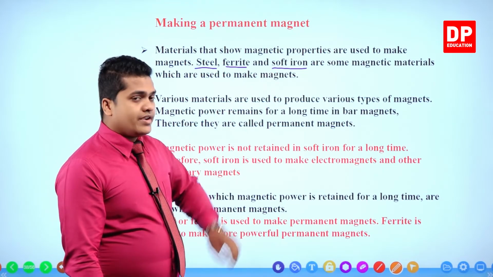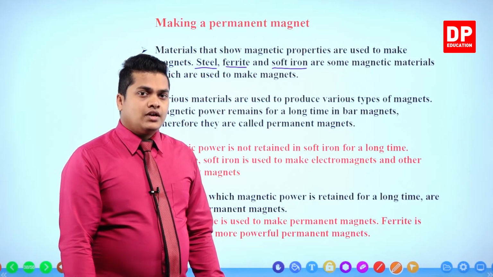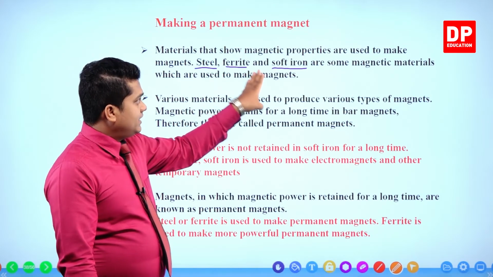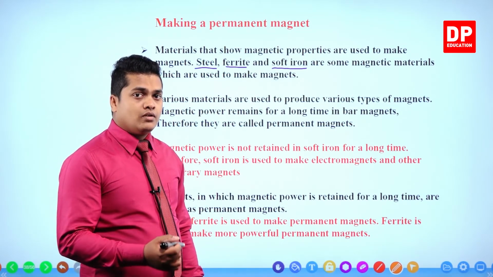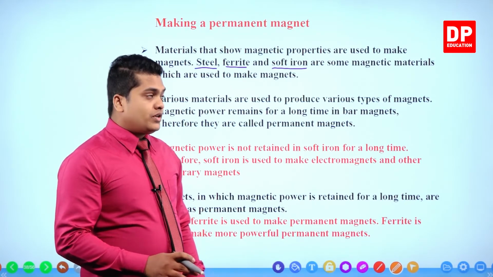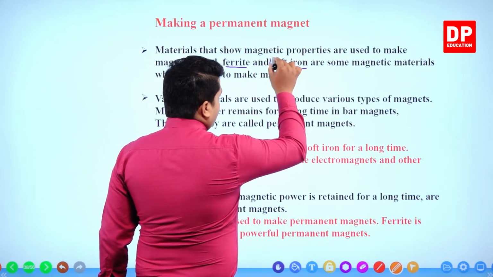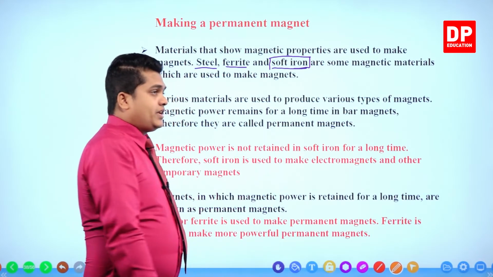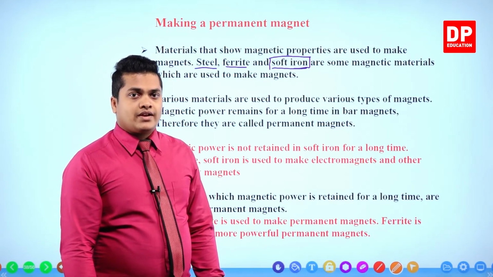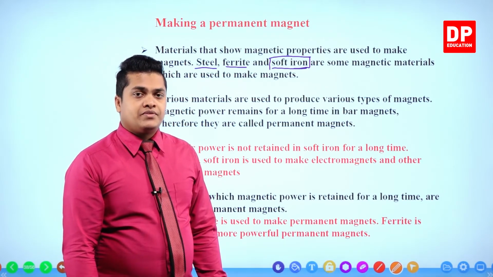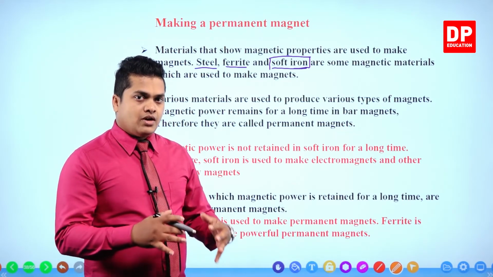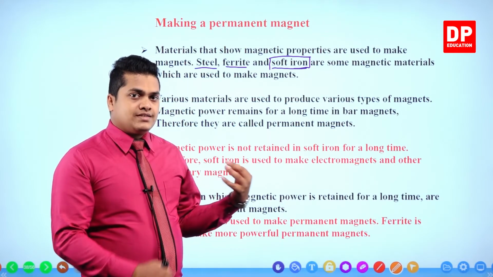Soft iron is also a type of an alloy. These are the materials we use to make permanent magnets. When you take soft iron, most of the times we use it to make electromagnets or else temporary magnets. You can see that when we discuss these things.